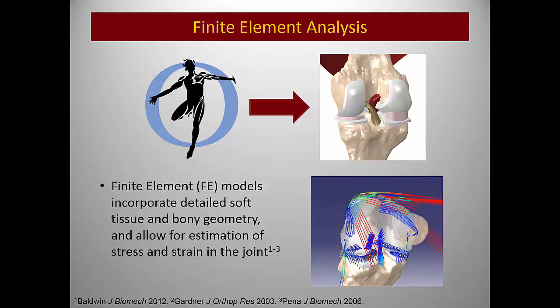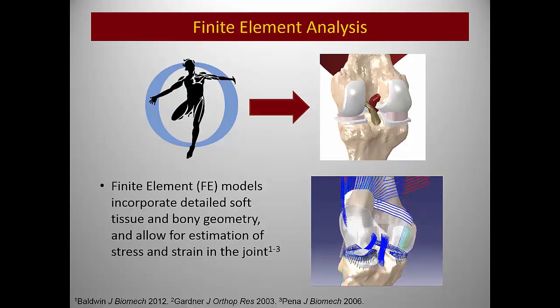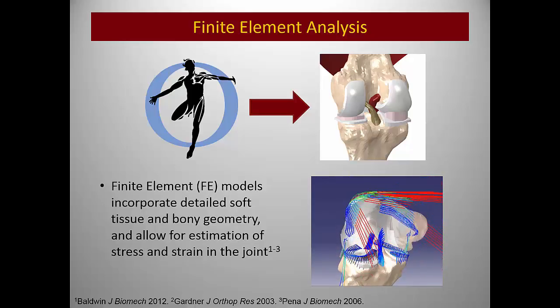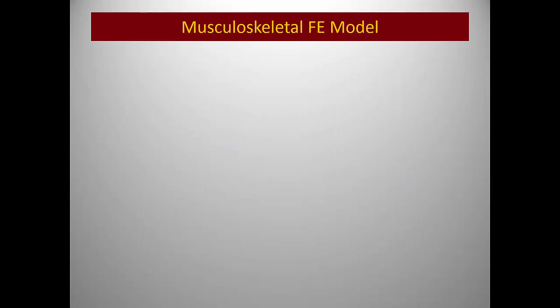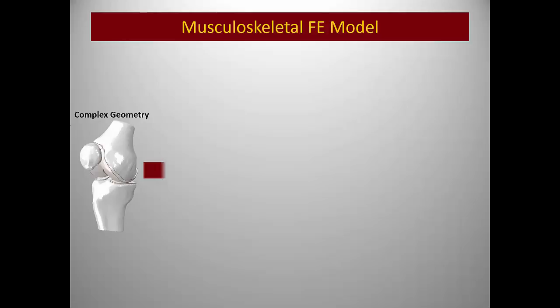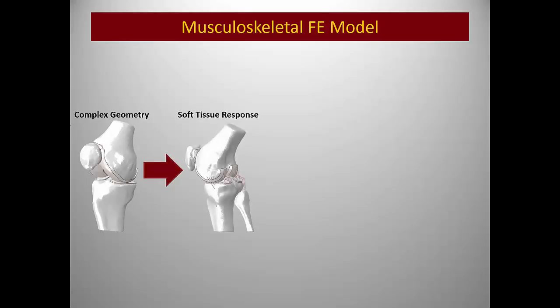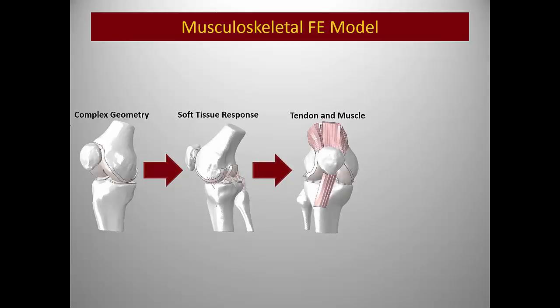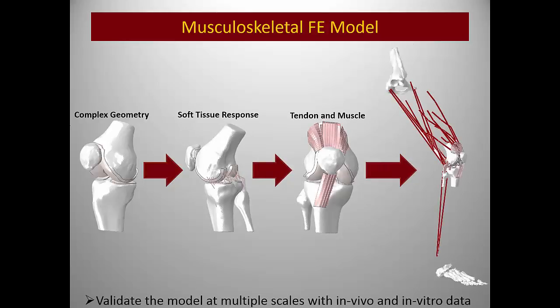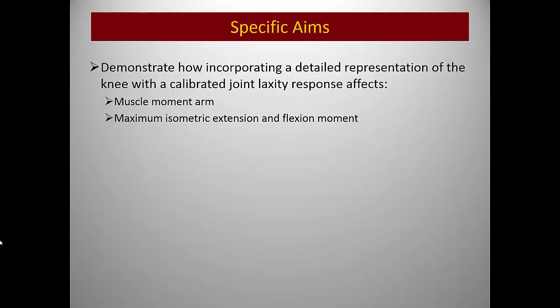But there is a clear disconnect here. That is, we do not measure the interaction between muscle forces and joint level soft tissue response. So the goal of our work is to build a musculoskeletal FE model that maintains complex bone and soft tissue geometry, has a healthy joint laxity response to force and motion, an accurate representation of tendon and muscle, and when combined can be used for dynamic musculoskeletal modeling, all while being validated at multiple scales with in vivo and in vitro data. The aim of this work is to demonstrate how incorporating a detailed representation of the knee with a calibrated joint laxity response affects muscle moment arms and maximum isometric extension and flexion moment.